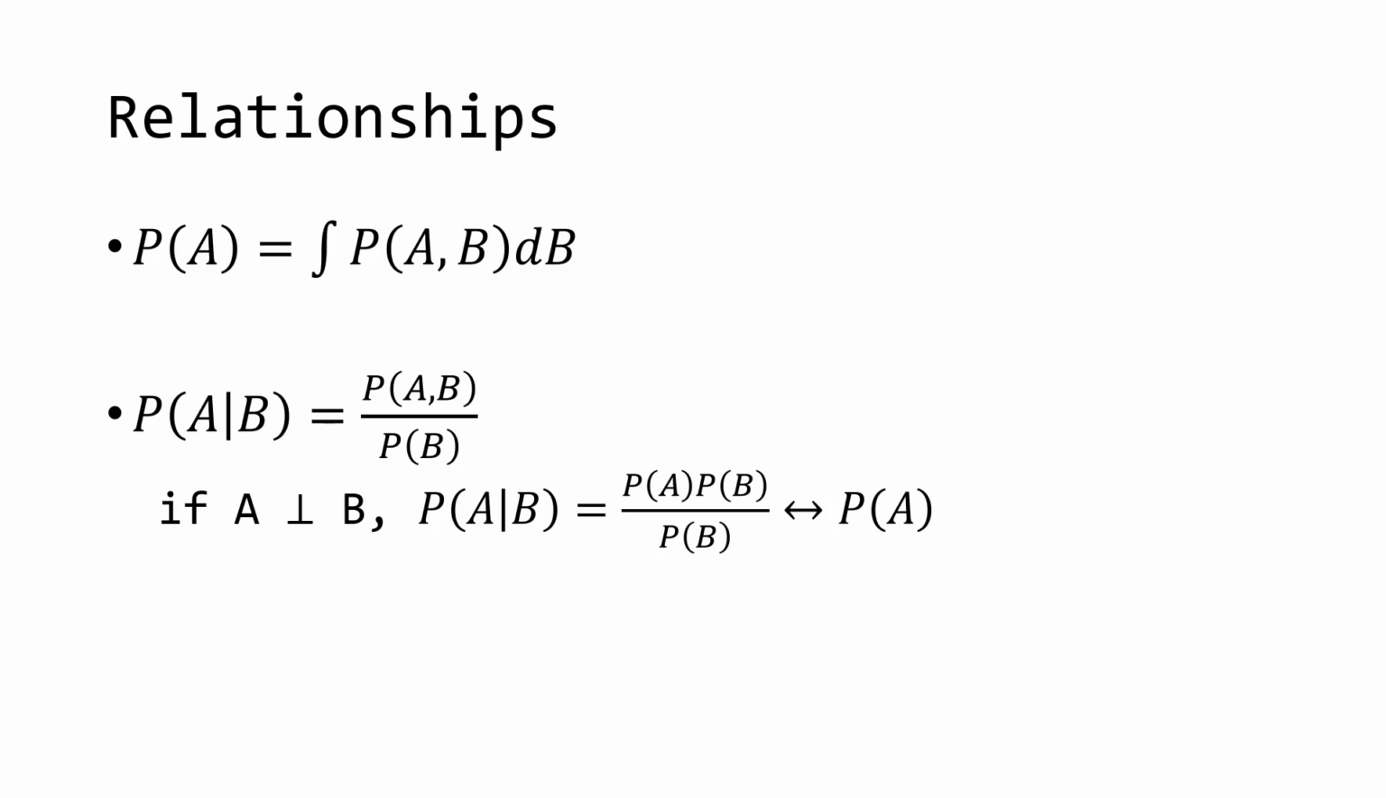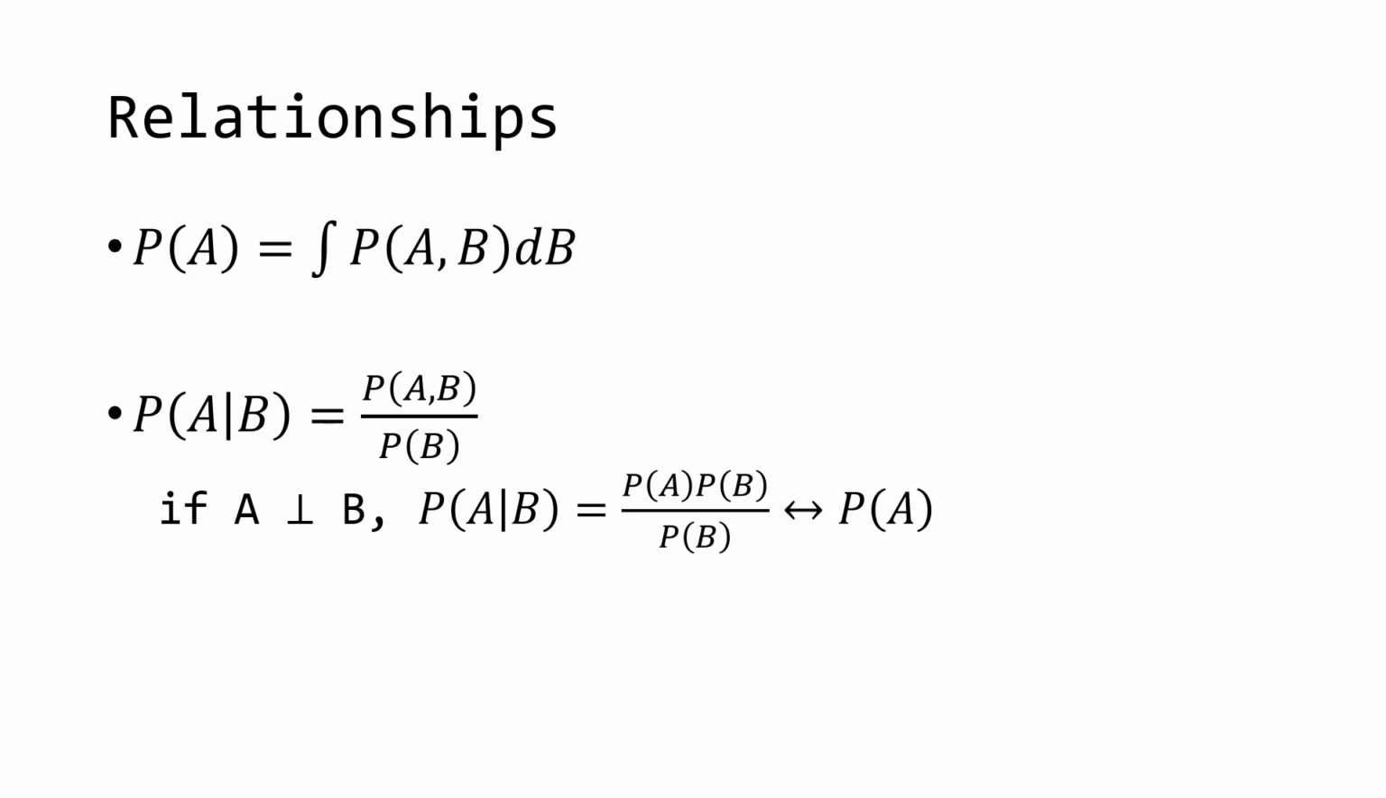An important identity is that the probability of A given B is equal to the joint probability of A and B divided by the probability of B. To reverse the condition and get the probability of B given A, you would find the quotient P of A and B divided by P of A instead.